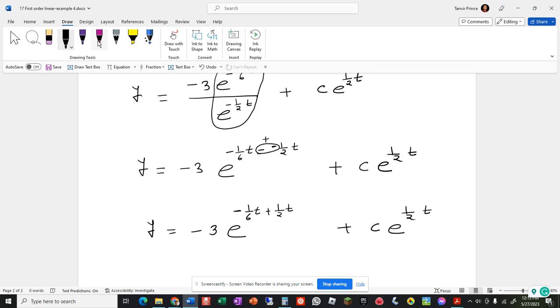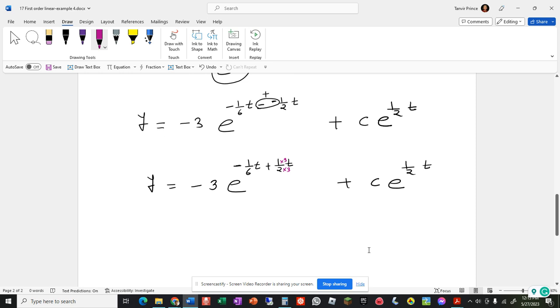And let's do that here. I'm going to multiply this by 3 to make the denominator the same. So this is going to be negative 1 plus 3. If you just concentrate on this one, this is negative 1 over 6 plus 3 over 6. Negative 1 plus 3, I'm sorry, positive 2. So negative 1 plus 3 is 2 over 6t, or 1/3 t.